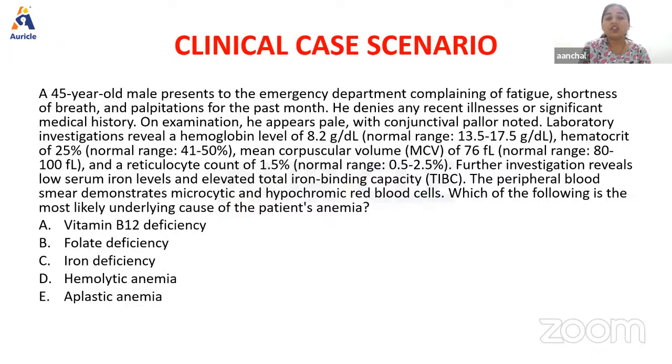Further investigation revealed low serum iron level and elevated total iron binding capacity. The peripheral blood smear demonstrates microcytic and hypochromic red blood cells. Which of the following is the most likely underlying cause of the patient's anemia? The options are: first, vitamin B12 deficiency; second, folate deficiency; third, iron deficiency; fourth, hemolytic anemia; and the last is aplastic anemia. Again, we're going to discuss this clinical case scenario after understanding this topic.